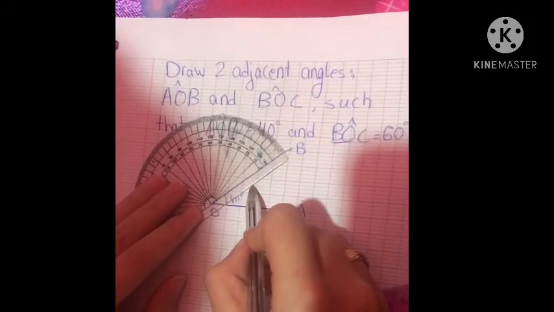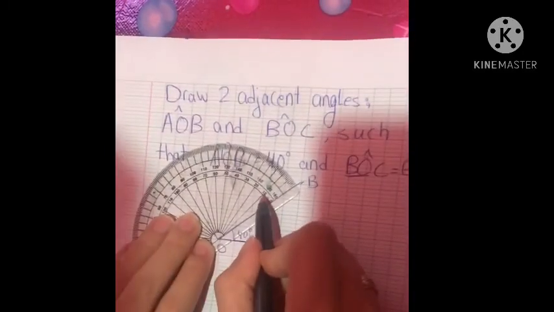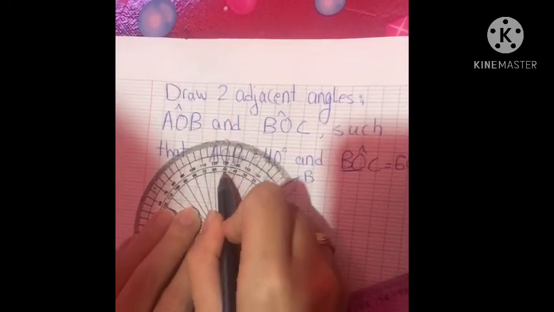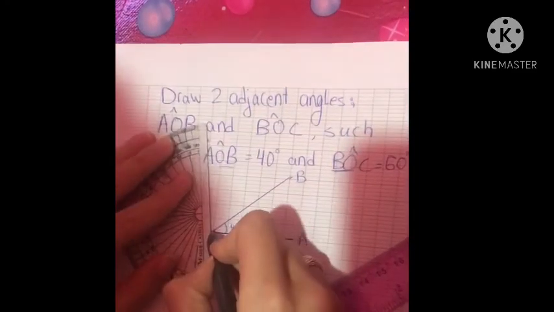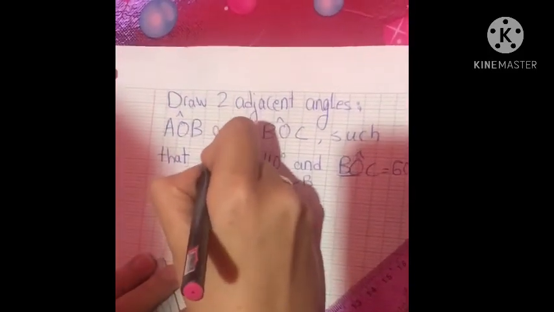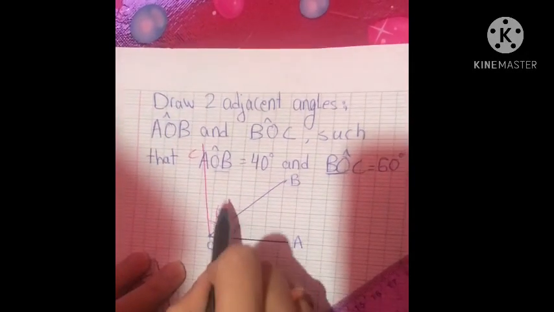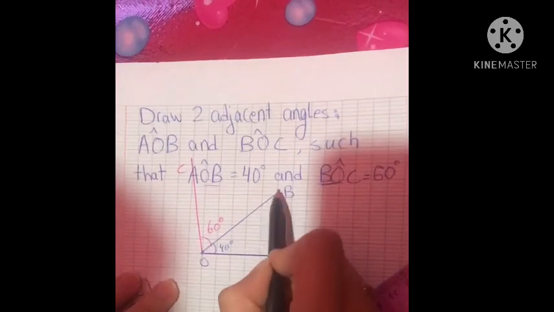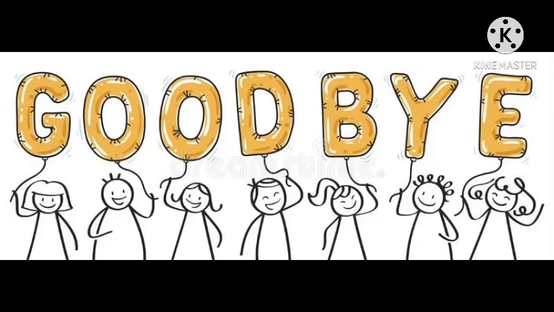Okay, now I'm ready. Let's measure 60 degree. Let's count 0, 10, 20, 30, 40, 50, 60. I go outside and mark this angle. BOC of measure 60 degree. Now I have two adjacent angles AOB and BOC. I am done. And by this, this is the end of session 5. Thank you for watching. Goodbye.